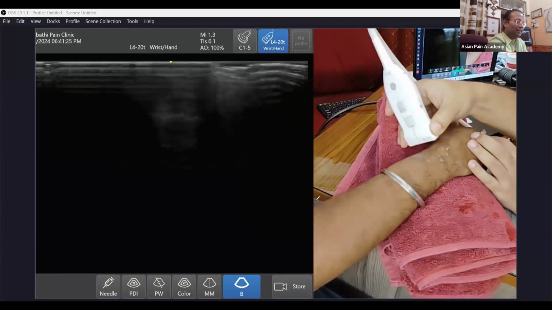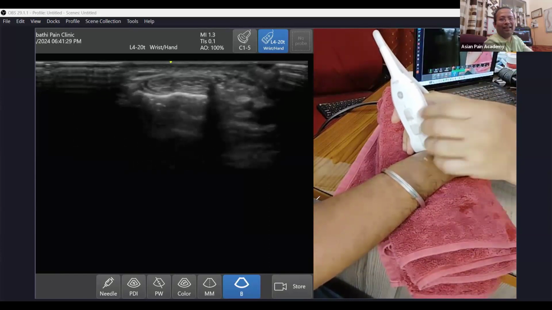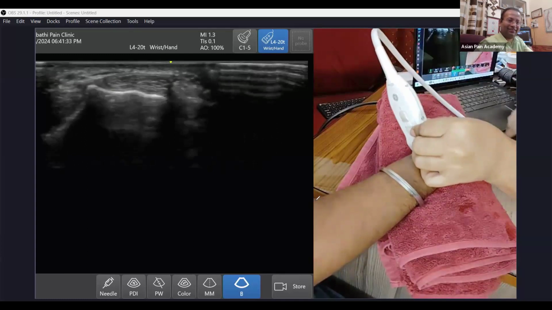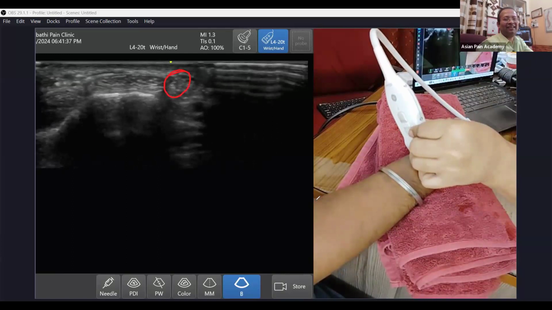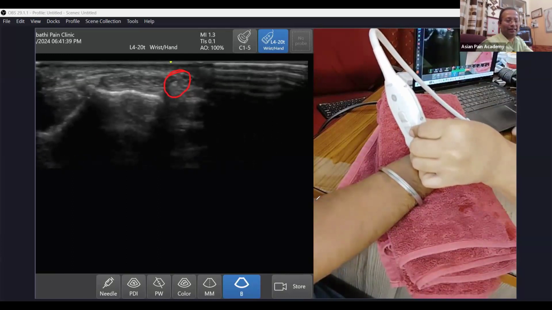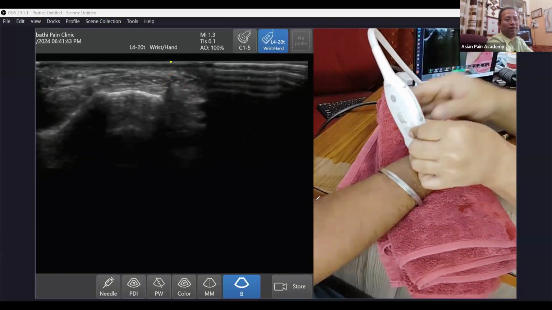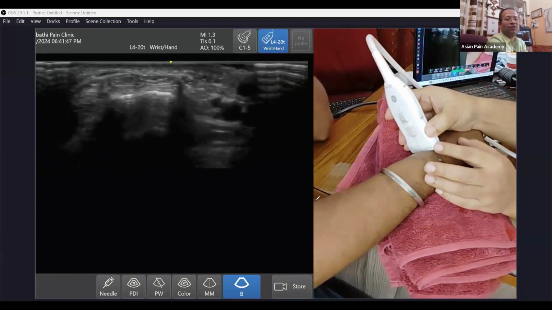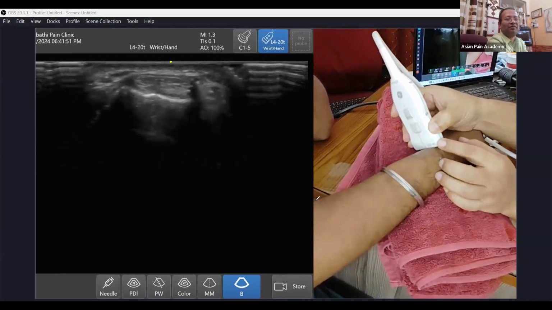Can you mark the superficial radial nerve, sir? Okay, so I will do a little. It is so clear. Okay, this one. This is the superficial radial nerve. You try to see the honeycomb appearance also. So clear honeycomb appearance. When it is going just above the tendons, it is a bit flattened.